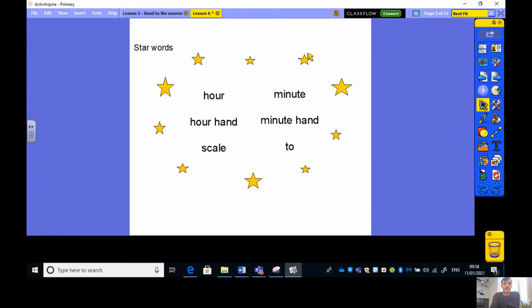Star words: hour hand, scale, minute hand, and to. And to, it's very important when we hear that to, because how we read the time and how we solve it, how we write it is different, okay?